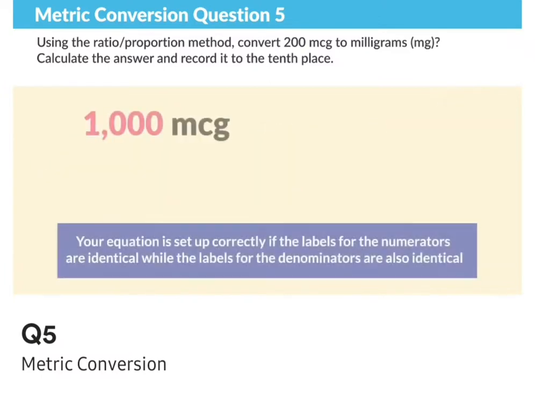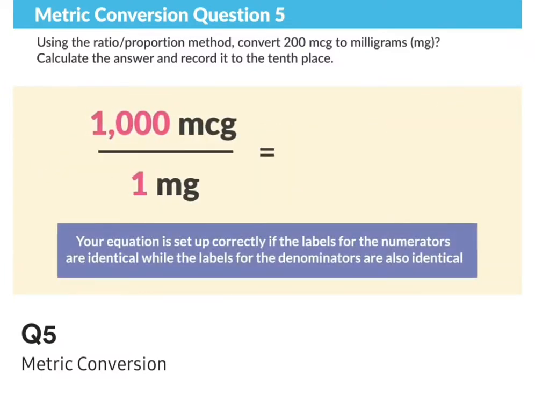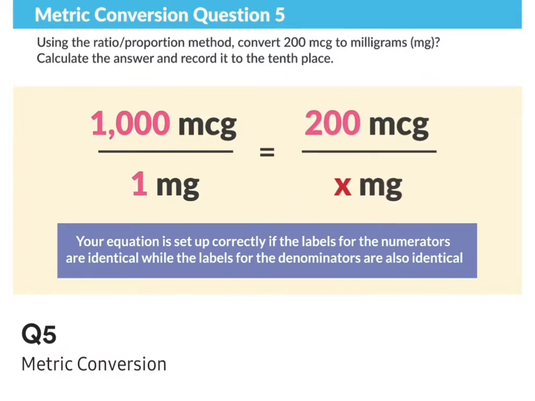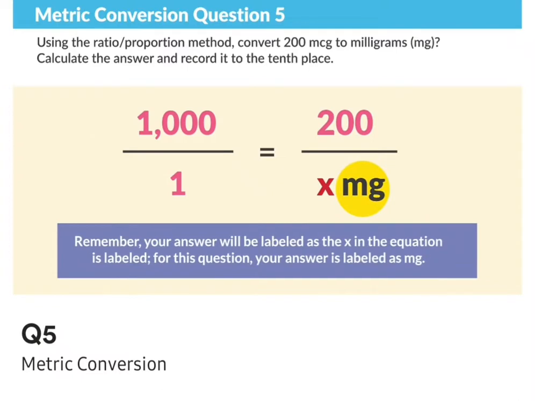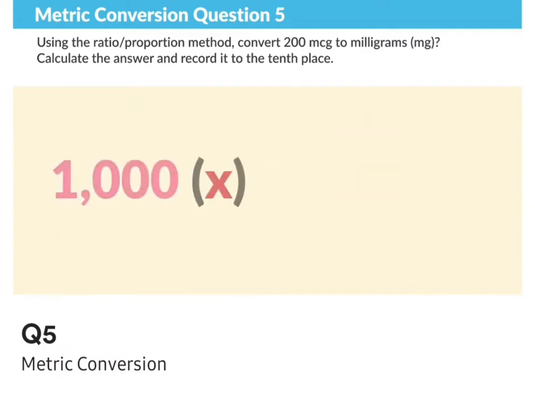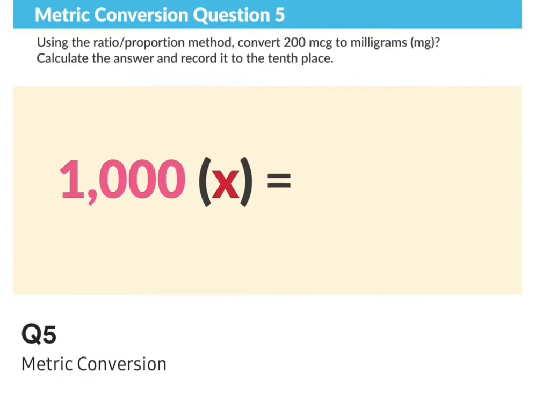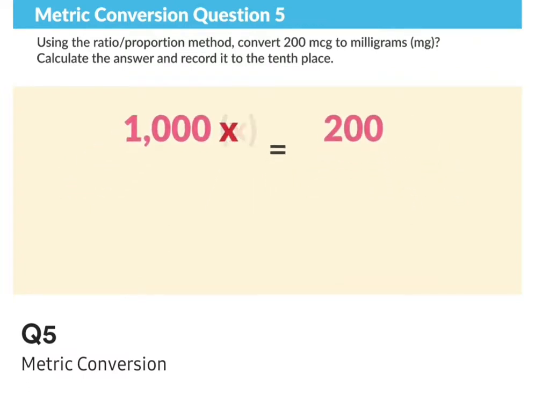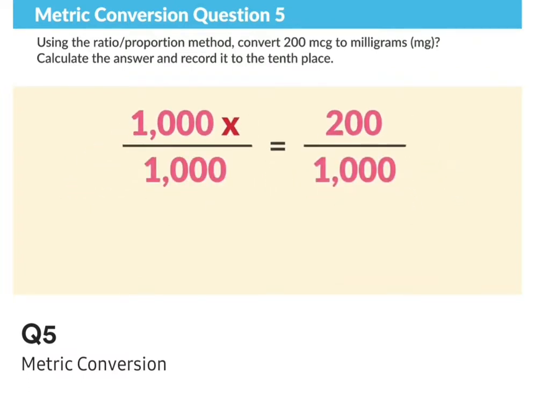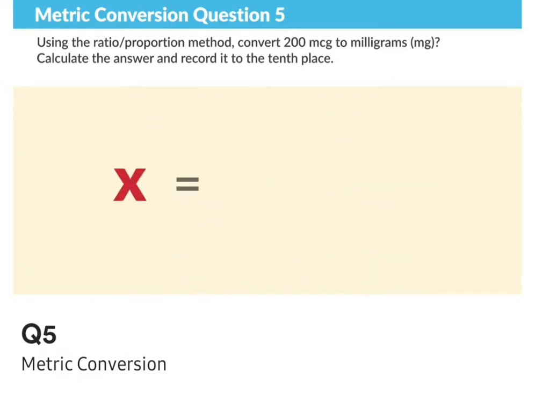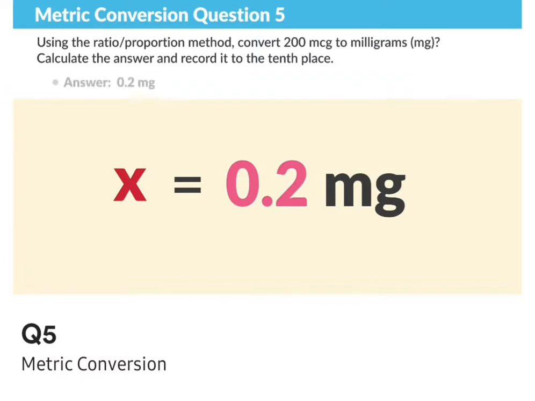So we simply put 1,000 micrograms over 1 milligram and 200 micrograms over x milligrams. Now we drop the labels. So we have 1,000 over 1 and 200 over x. And then we solve for x by cross-multiplying. So 1,000 times x and 200 times 1. So 1,000x equals 200. Now isolate the x by dividing both sides by 1,000. We simply get 1,000 divided by 1,000 is 1, and 200 divided by 1,000 is 0.2. So x equals 0.2 milligrams. So the answer here is 0.2 milligrams.